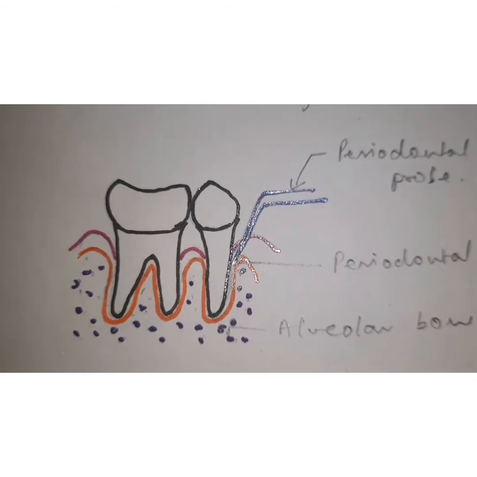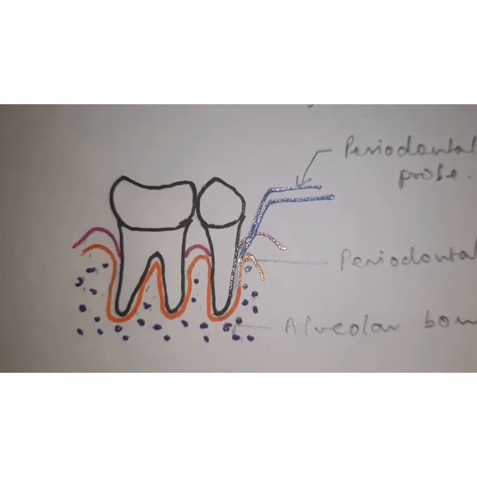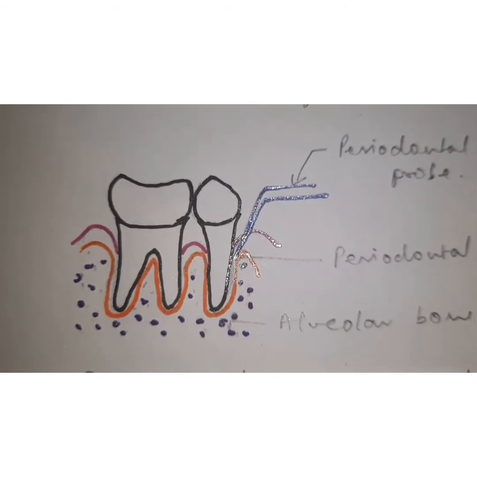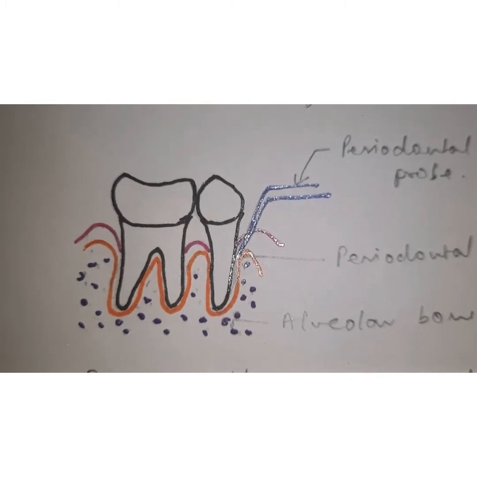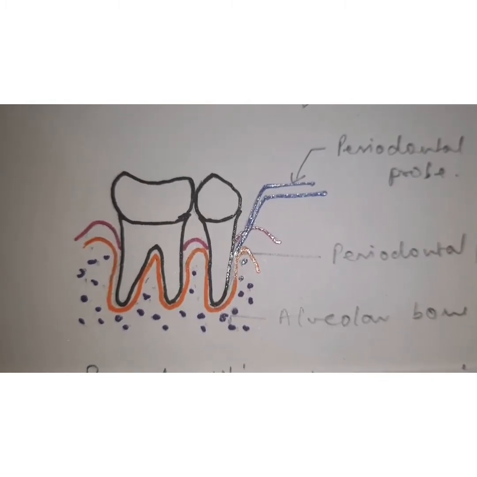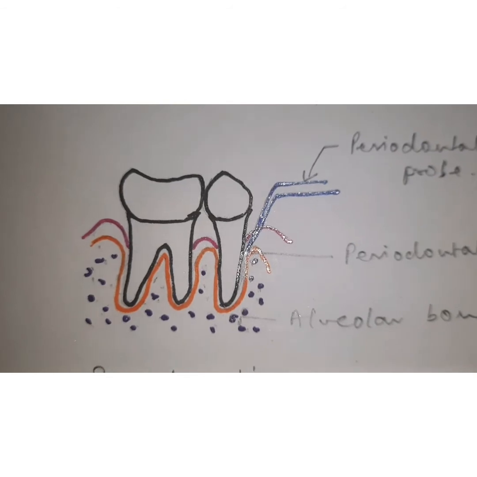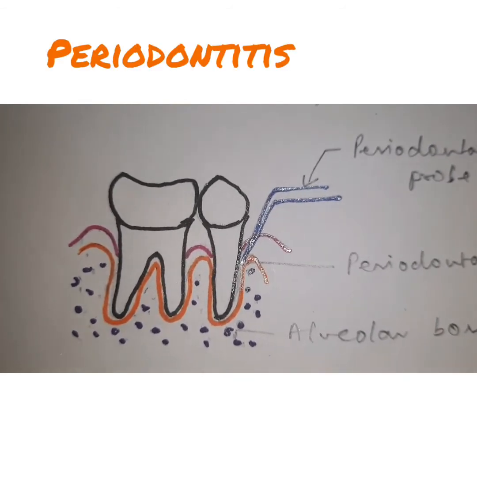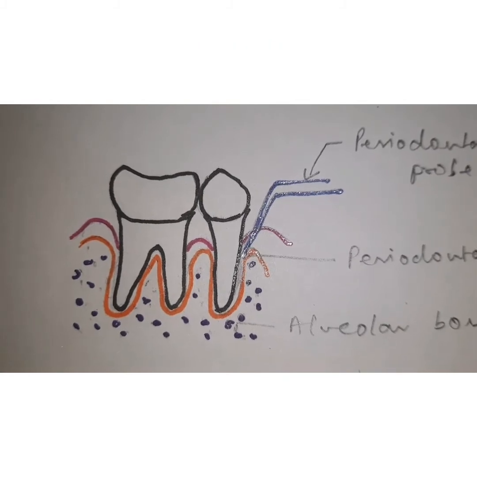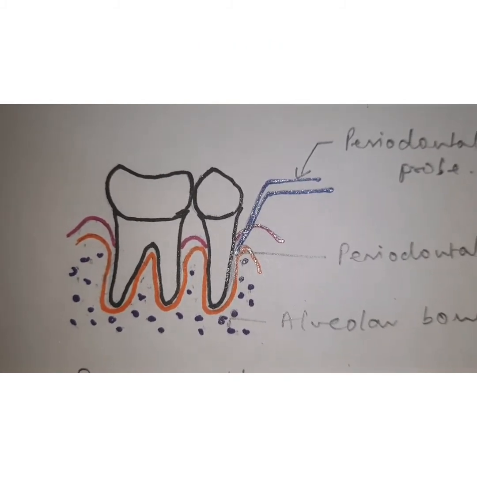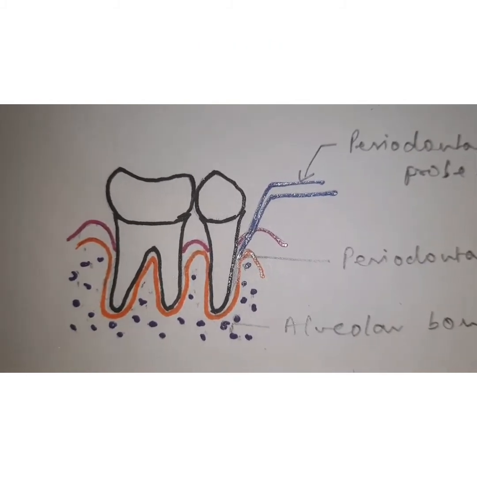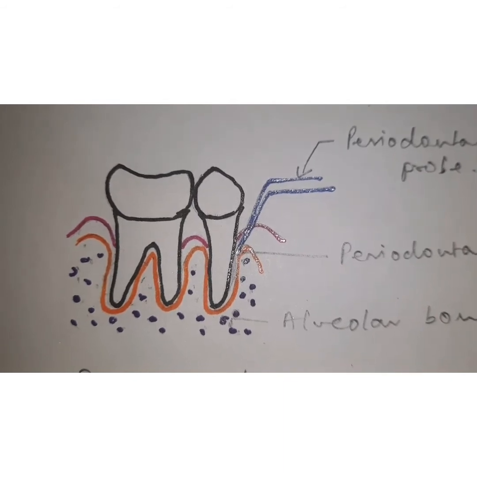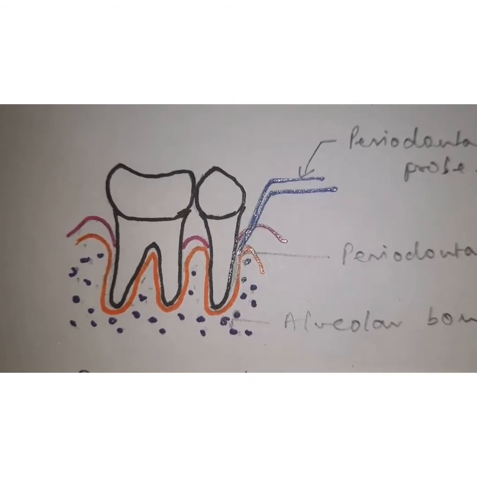Now let us look at what are the common periodontal factors which can influence the diagnosis and treatment planning of fixed partial dentures. The most common one is periodontitis. Now what is periodontitis? Periodontitis is an inflammatory disease of gums which is characterized by pocket formation and bone destruction.